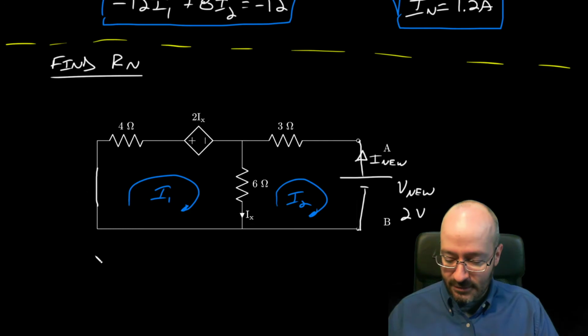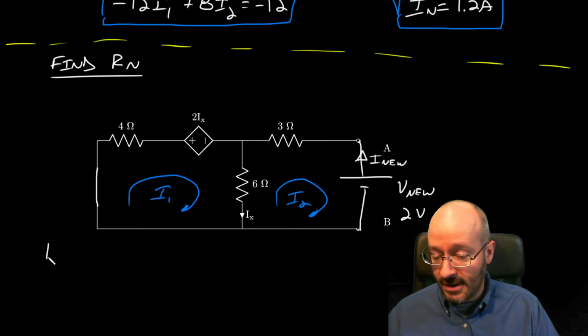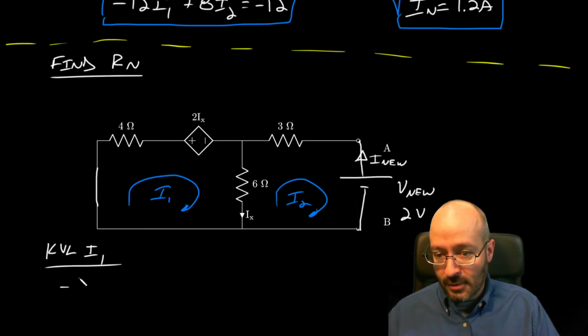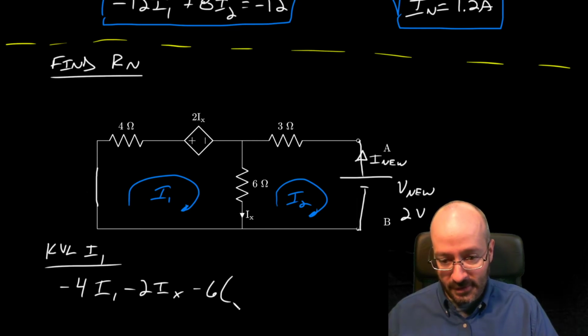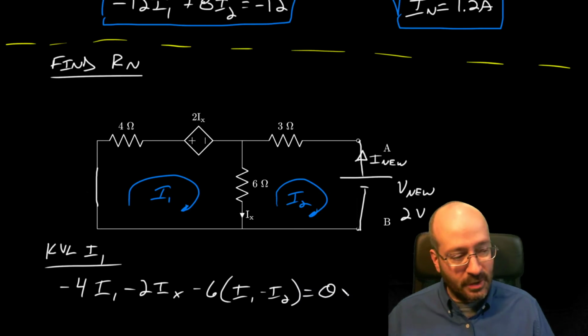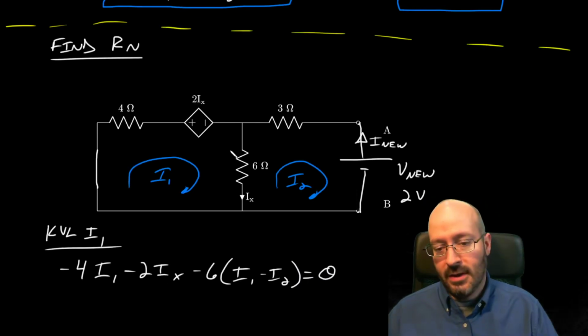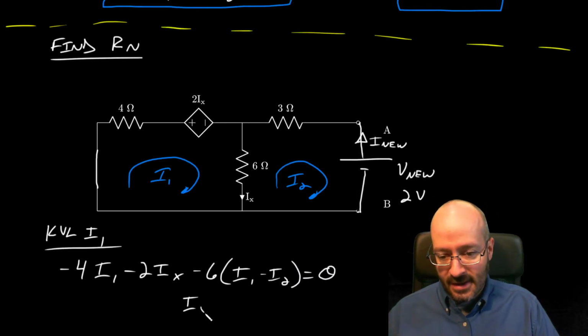So we're writing 2 KVLs. And we've got a KVL for I1. We're going to drop across the 4 I1. We're going to drop across 2IX. And we're going to drop across 6 (I1 minus I2). Back to where we started. So that's equal to 0. We got to get rid of IX again. IX is I1 minus I2.